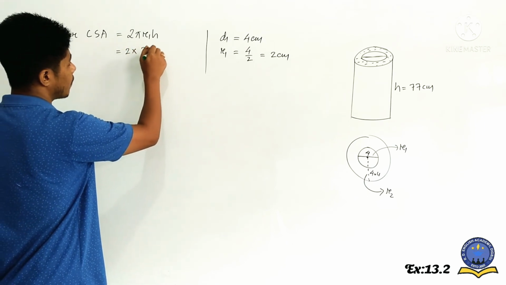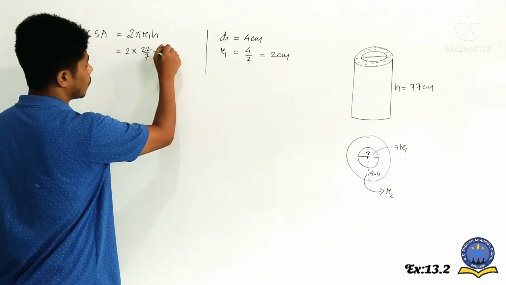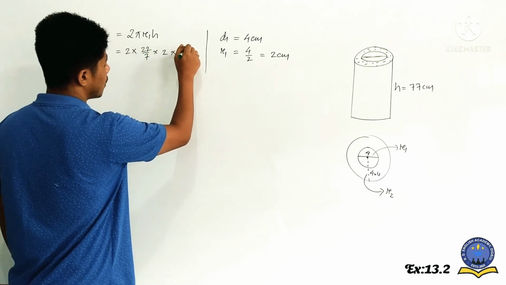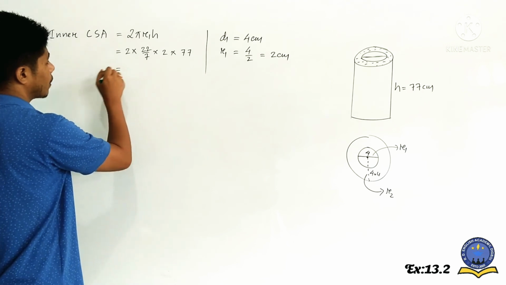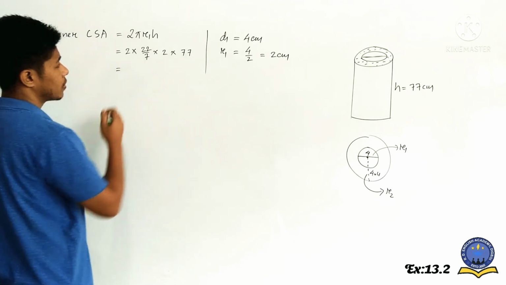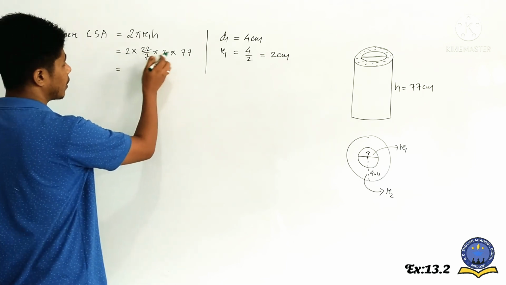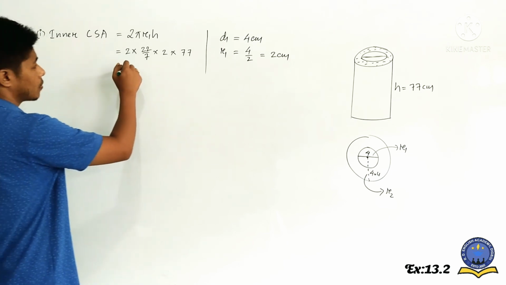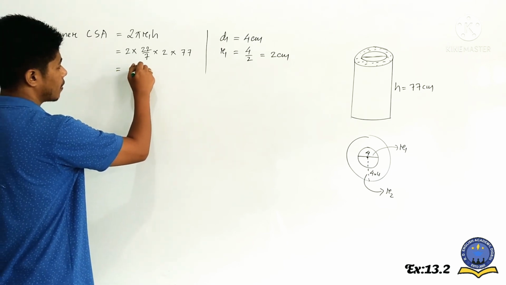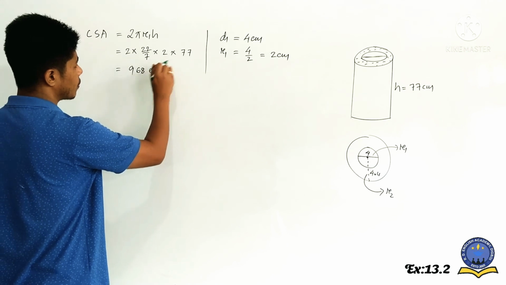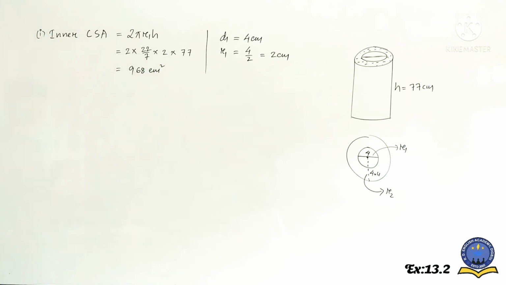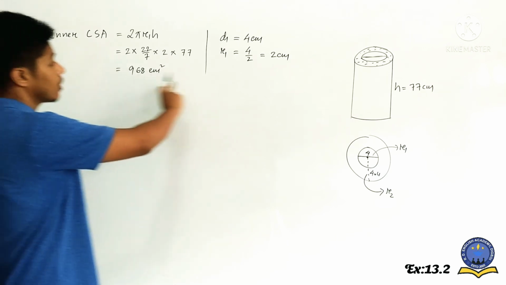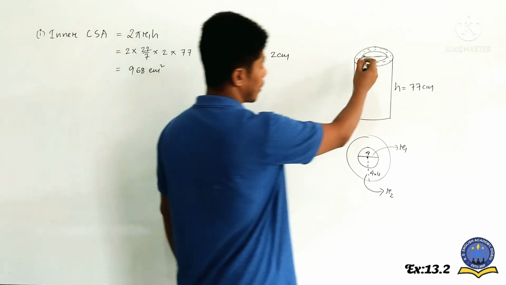22 by 7 into radius, we get here 2, into height, which is how much? 77. So if we calculate this, 7 cancels with 77 to give 11, and then ultimately 2 into 22 into 2. So we get here 968 centimeter square. Is it clear? So the answer is how much? 968 centimeter square. This is the inner curved surface area, that means this inner part.